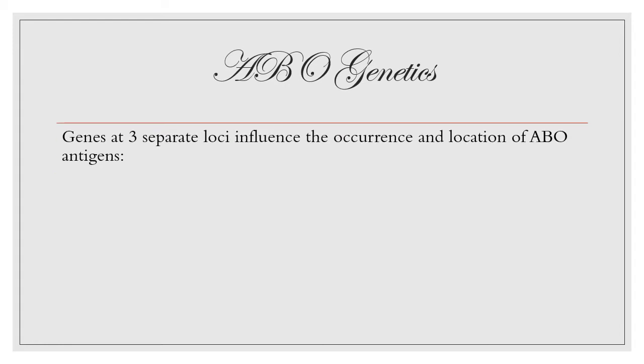Okay, so the main thing about the ABO genetics is that there are three genes at different loci. They influence the occurrence and location of the ABO antigens. The ABO antigens involve the ABO, the H, that's a capital H and lowercase h, and then the SE. You're going to associate SE with the secretor status. H, you're going to remember Bombay. And ABO, of course, that's our traditional blood types. A person's A, B, O, or AB.